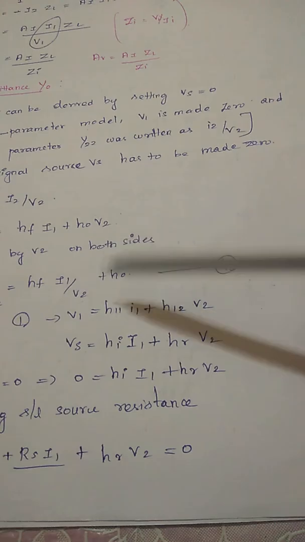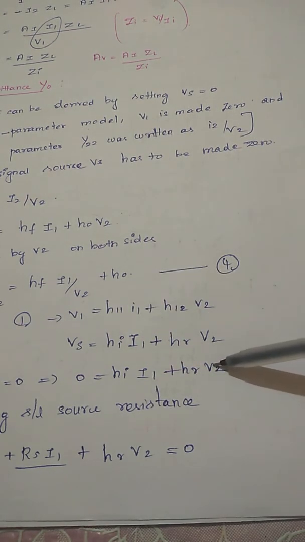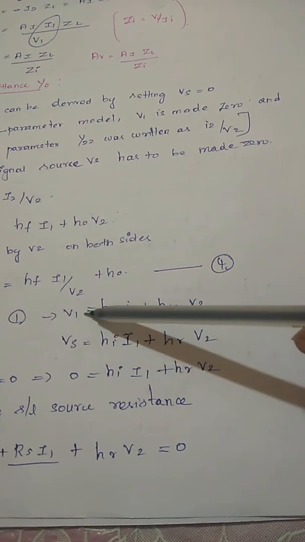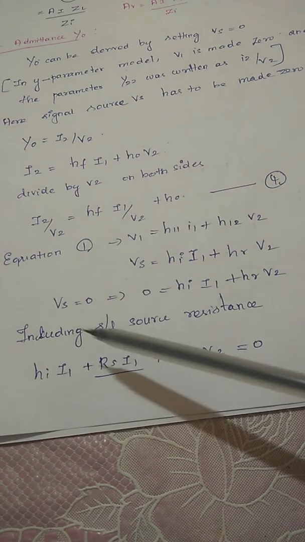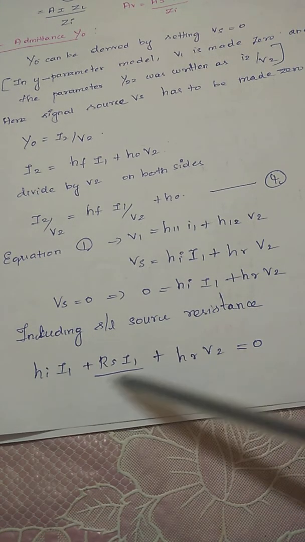So now if I say this is Vs, then I cannot just write 0. I cannot just equate 0 with Vs equal to V1. Instead, I have to consider the signal source resistance. For that, I have written HI1 plus HR V2 plus RS into the IR drop. Whatever IR drop was there at that place, I have also considered it.